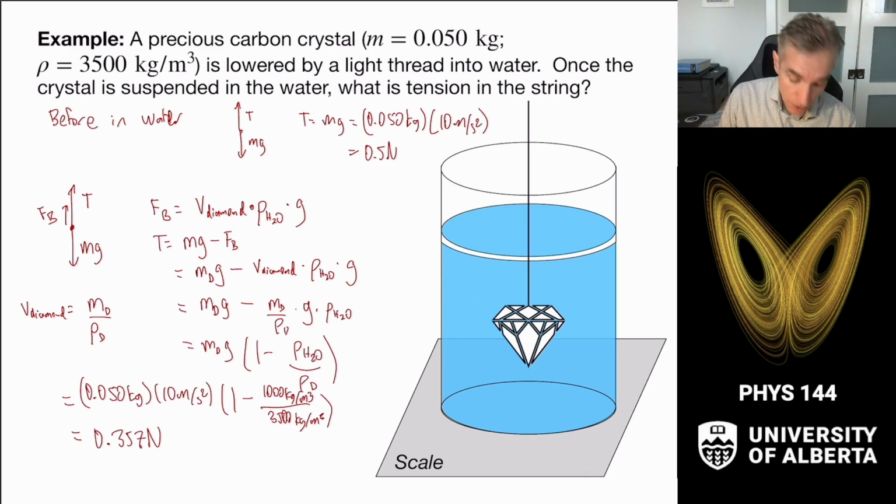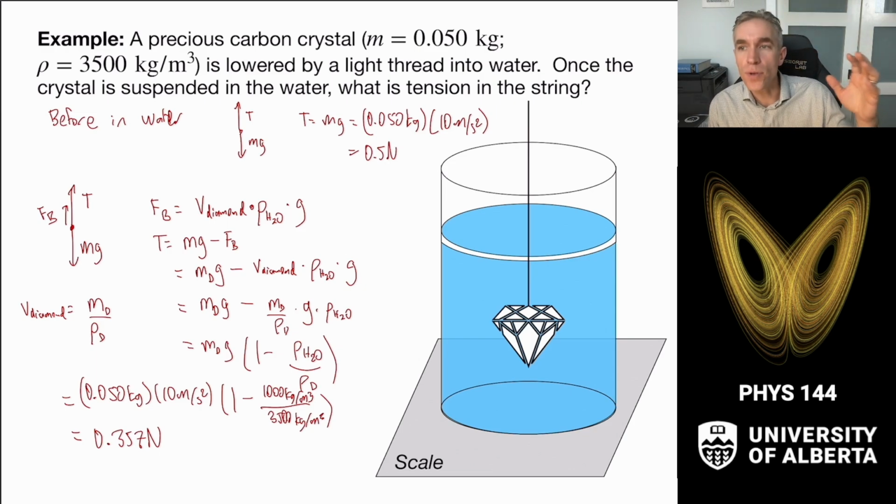Great. So you'll notice that the ratio of the densities cropped up here. A denser object would have this higher density down here reducing this 1 minus term, and so the tension will be closer to the original tension. That's just a statement that you get a force upward that is determined by the density of water, and so the farther you are from it, the less of an effect that you will get.